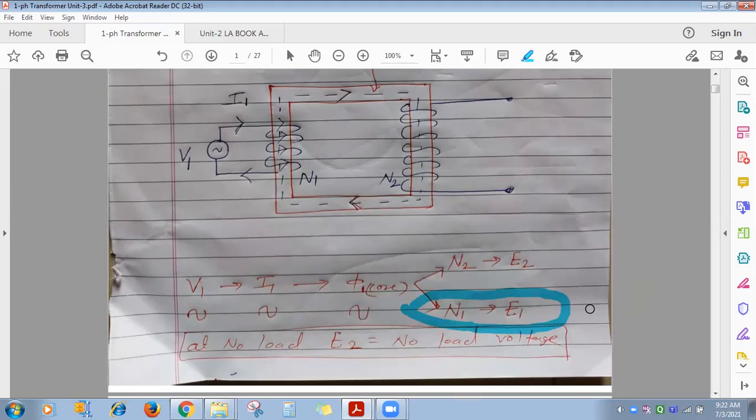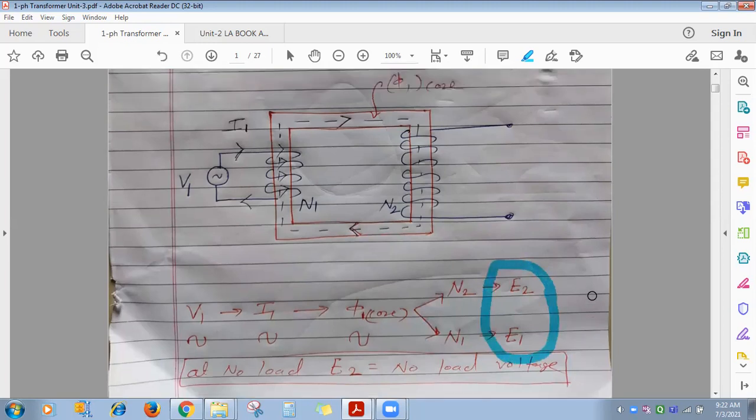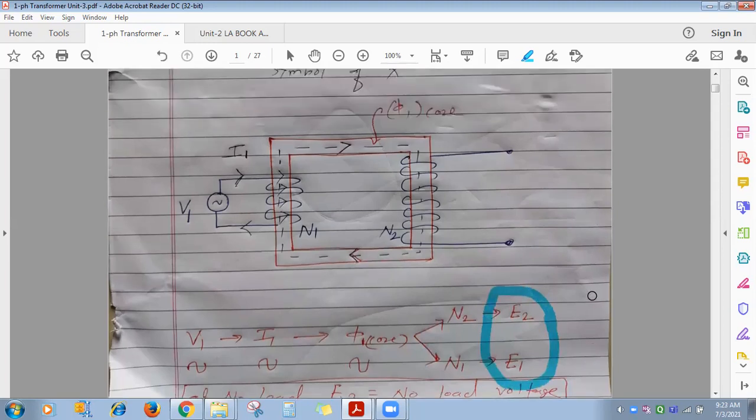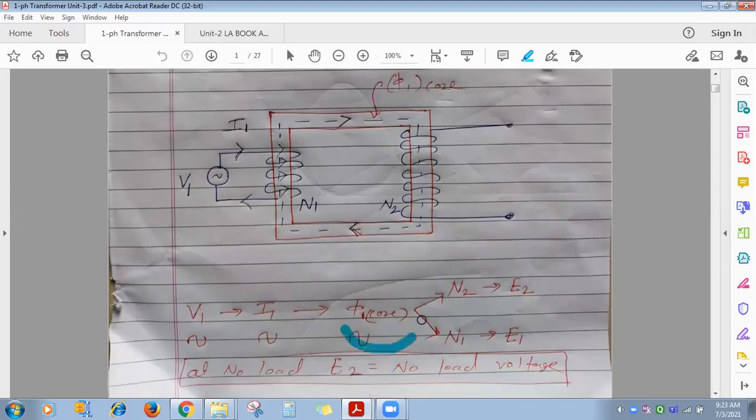Okay, so can you tell me here, out of this E1 and E2, which one is self-induced EMF and which one is mutually induced EMF? E1 is self-induced EMF. E2 is mutually induced EMF. Very good. Why? Because flux is produced by N1 number of turns, and the same flux comes in contact with the same turns and EMF gets induced. That's why E1 is called self-induced EMF, isn't it?